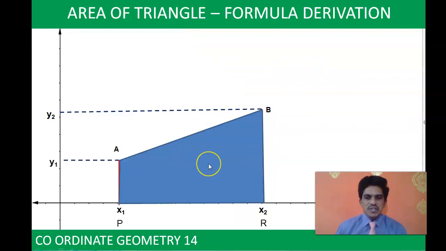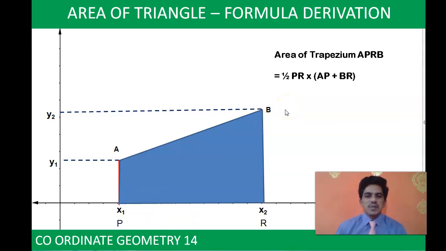Let us take the trapezium which is to be subtracted. What are the two parallel sides here? AP and BR are the parallel sides, and the distance between them is actually PR. Can you tell me how much is PR from this diagram? x2 minus x1. So let us take the formula. Area of trapezium APRB is 1 by 2, distance is PR, so I have taken PR multiplied by the two parallel sides AP and BR. Let us write the values here. PR is x2 minus x1, and AP is y1 and BR is actually y2.